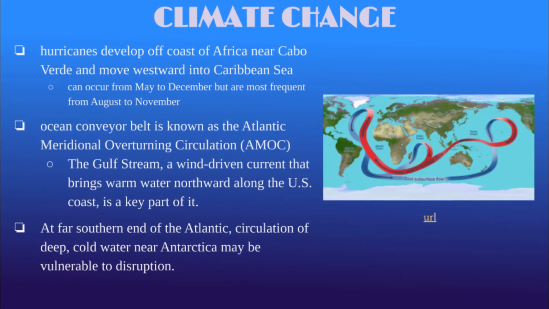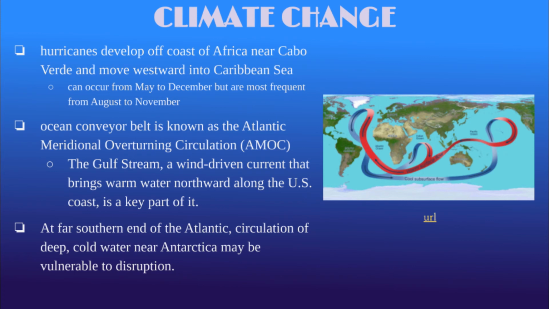Generally, tropical cyclones, otherwise known as hurricanes, develop off the coast of Africa near Cabo Verde, and move westward into the Caribbean Sea. Usually these hurricanes can occur from May to December, but they're most frequent from August to November. In the Atlantic, the ocean conveyor belt is known as the Atlantic Meridional Overturning Circulation, or the AMOC for short. The Gulf Stream, which is a wind-driven current that brings warm water northward along the US coast, is very significant and plays a big part in it.